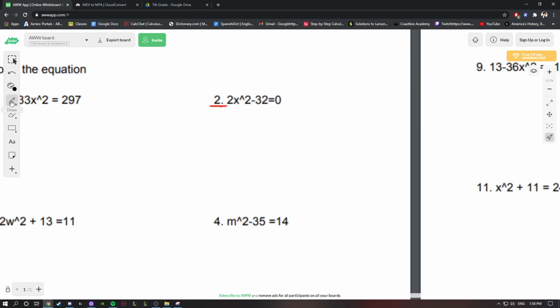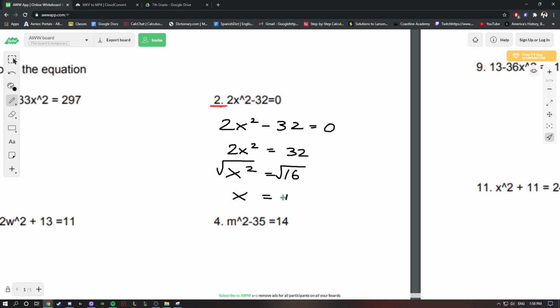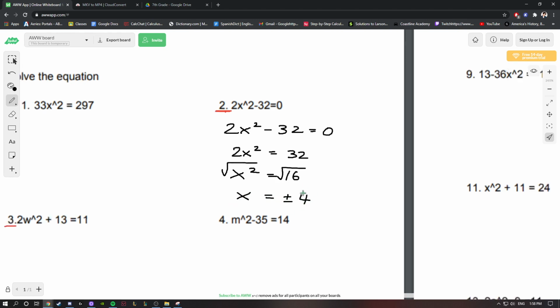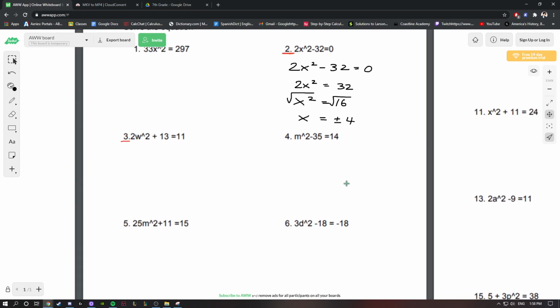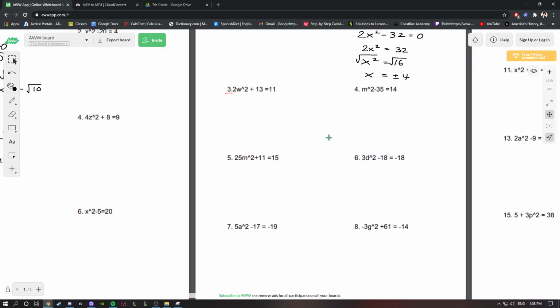Moving on, we have 2x squared minus 32 is equal to 0. And like last question, we want to move the constant over, so we get 2x squared is equal to 32. Divide both sides by 2. X squared is equal to 16. Take the square root of both sides, and we're left with x equals plus or minus 4, because 16 is a complete square.